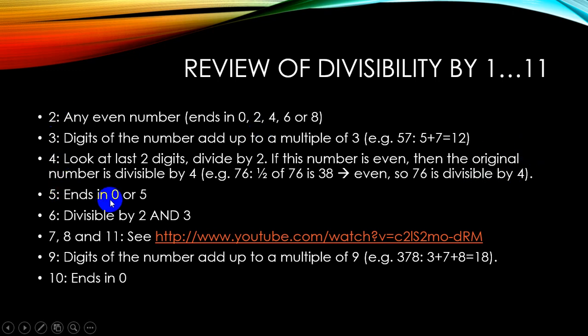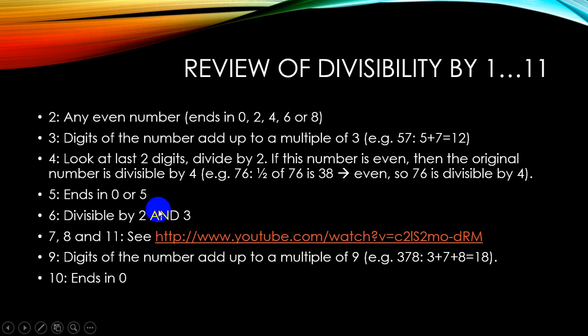5, piece of cake, has to end in a 0 or a 5. 6 has to be divisible by 2 and 3. So in other words, look for divisibility by 3, and it also has to be even.